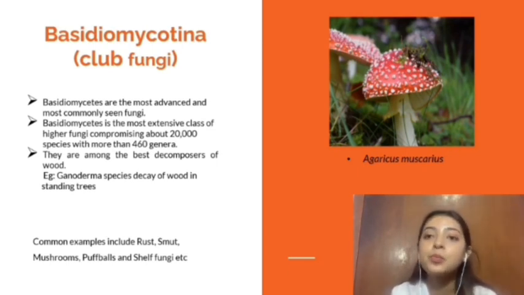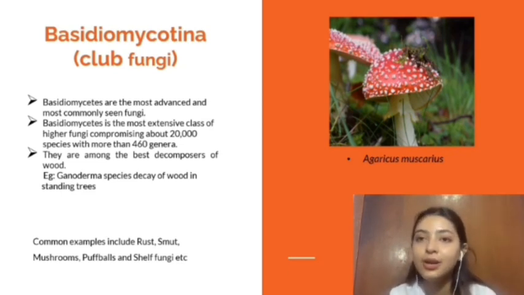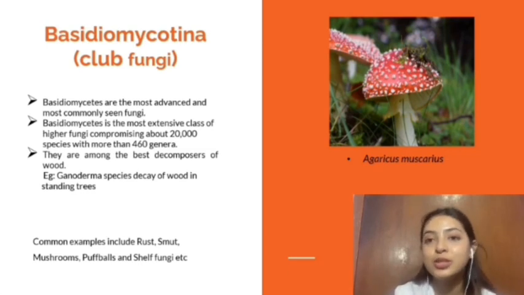Now, as you can see on the right hand side of the screen, there is an example of a mushroom that is known as Agaricus muscarius. So, moving on to the next slide.